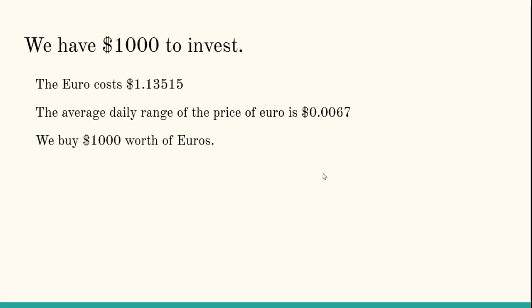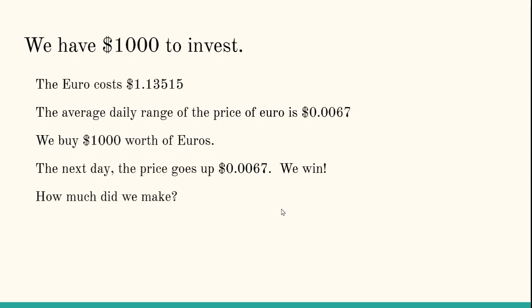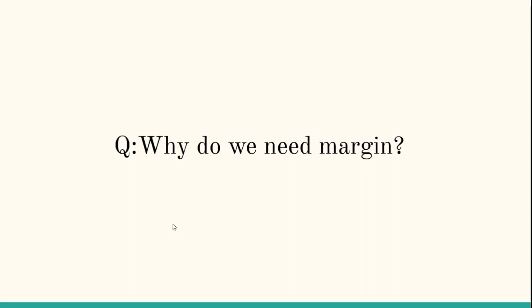So we buy $1,000 worth of euros. The next day, the price goes up by that average daily range of 0.67 cents. We win our trade. So how much did we make? We take our 0.67 cents and divide that by the price that we paid of $1.135. We get 0.59%. So our 0.59% times $1,000 is $5.90. So we made 0.59% on that trade. And the question is, can we do any better than that?